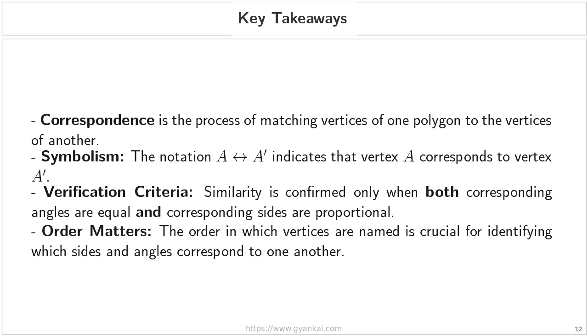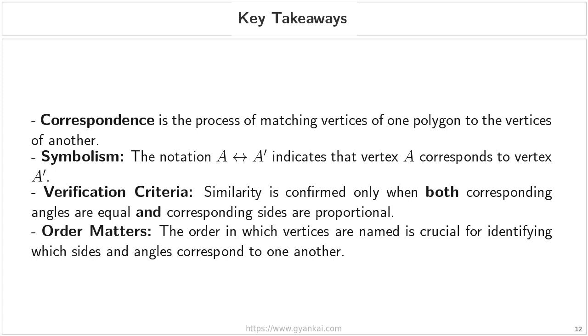Finally, I want to emphasize that order matters. When you are given the names of two polygons, the order in which those vertices are listed is not random. It is the blueprint for your entire calculation. The sequence of the letters tells you exactly which angles to compare and which sides to divide.